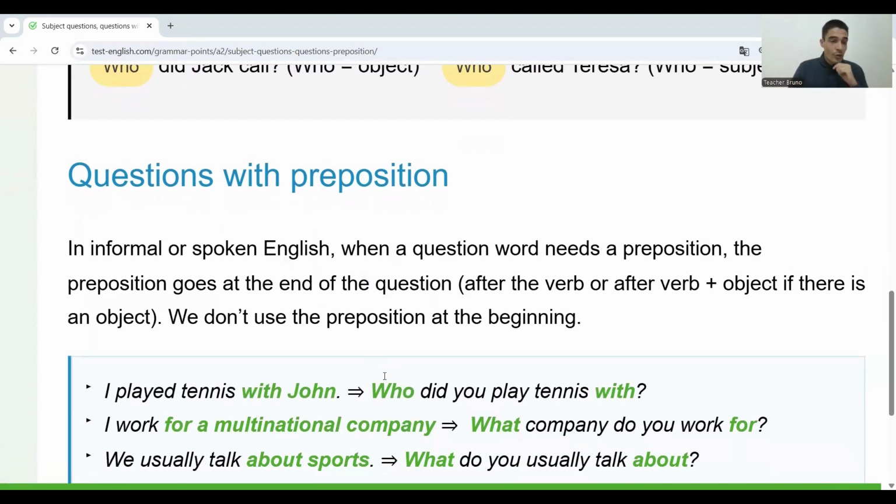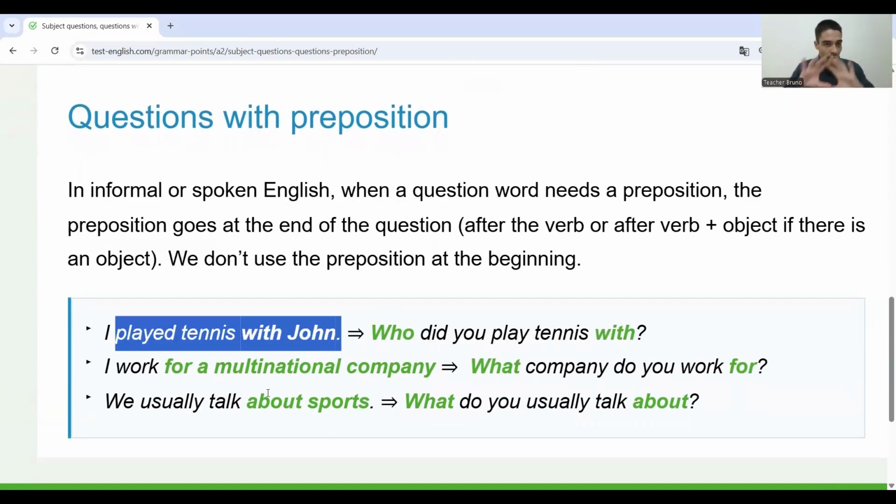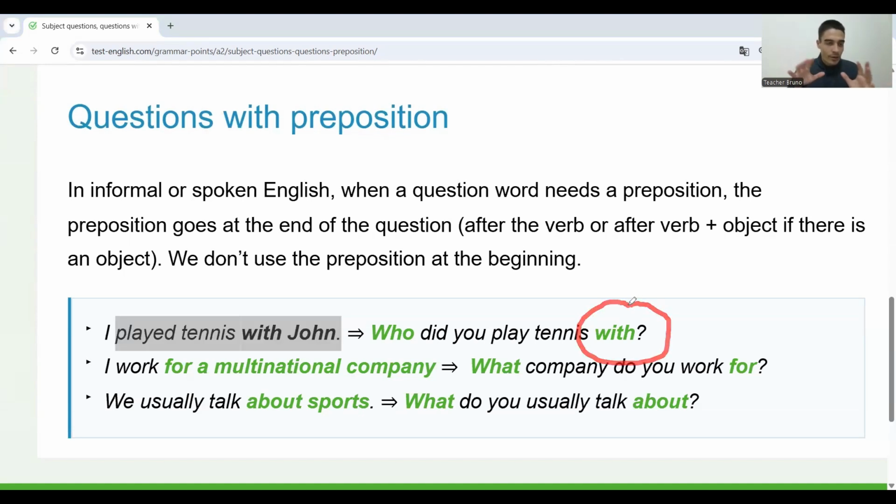Continuing from here, questions with prepositions now. I play tennis with John. That's the context. Who did you play tennis with? So we use this preposition at the end of the sentence. Especially for Brazilian students, it's kind of weird. We don't do this in Portuguese, but that's how it goes in English. We must adapt. Once you get a feel of it, it's going to be easier.